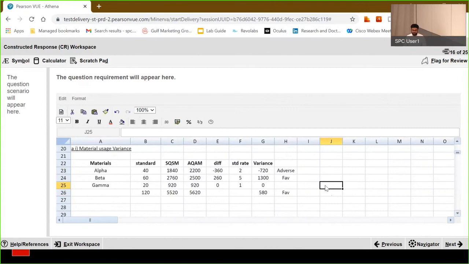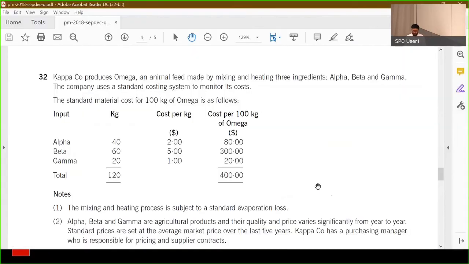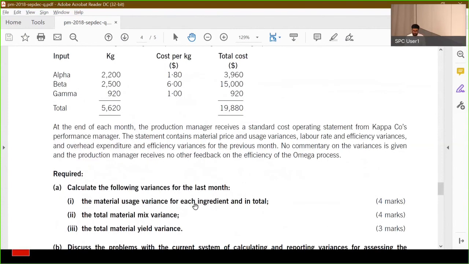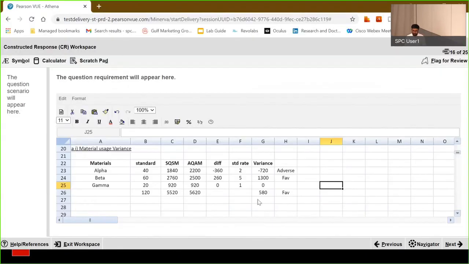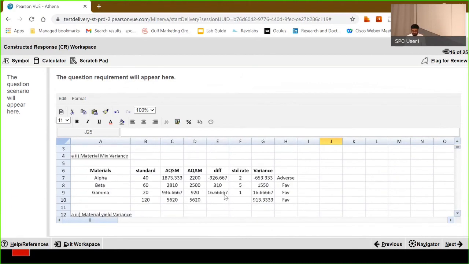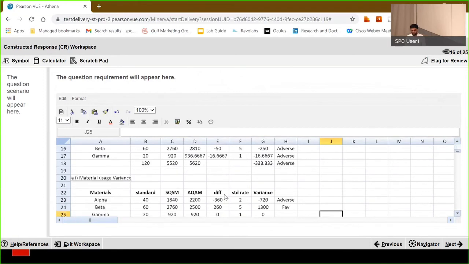So usage variance is the sum of mix and yield, and if you add mix and yield, you should also be getting the same answer. But as in the question, the examiner specifically highlighted that we have to calculate for each ingredient. Therefore, for each ingredient, we have to do this calculation. So a pretty straightforward calculation when it comes to variances. You just need to know the systematic approach, the steps. Every time you follow the steps, you will get the answer.